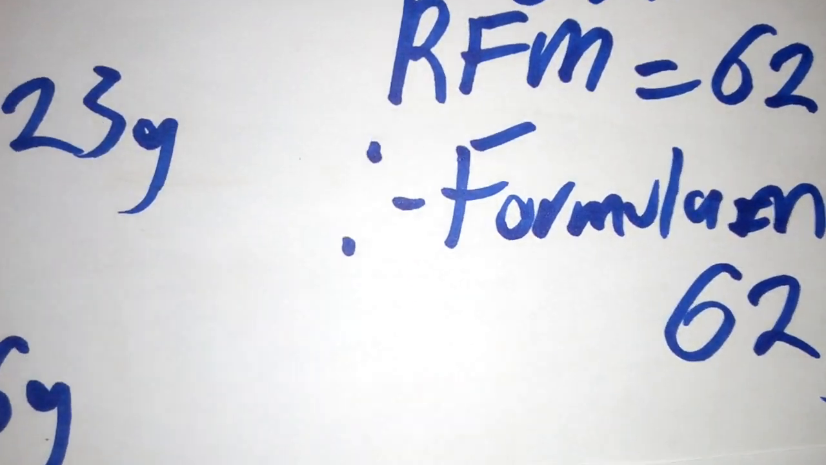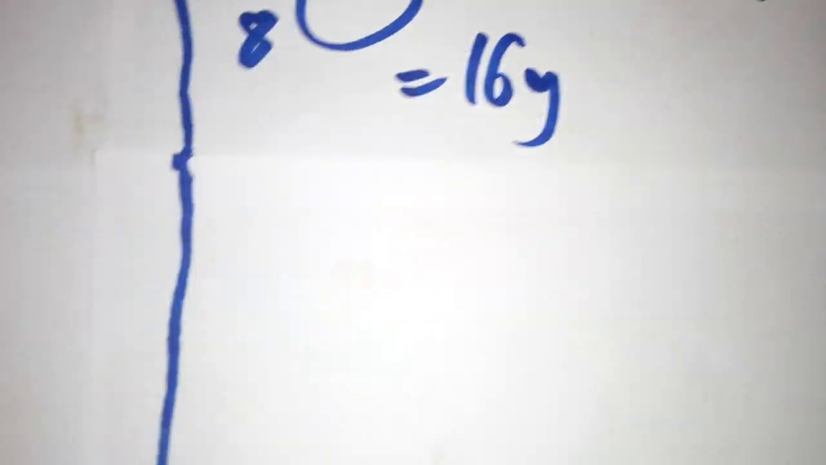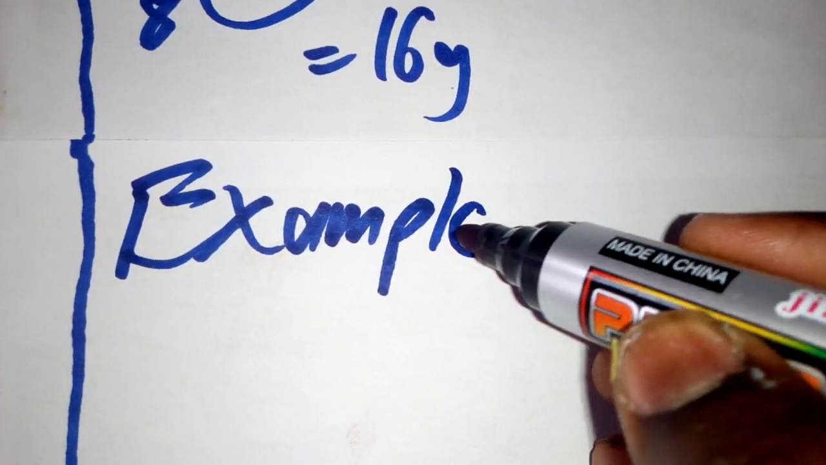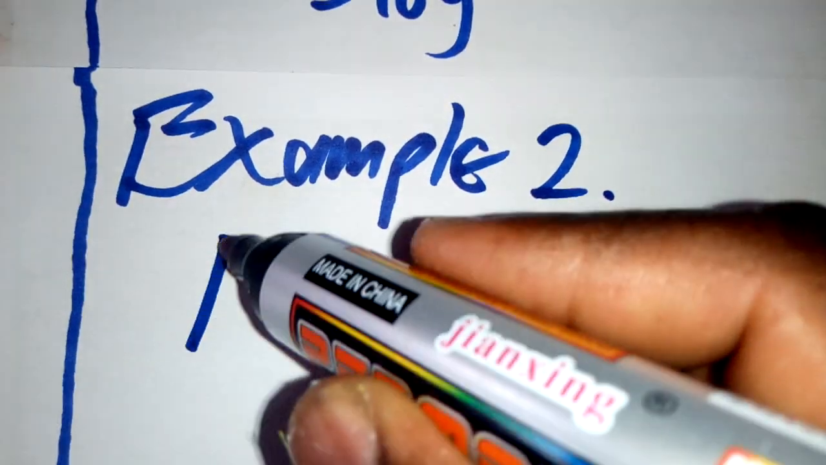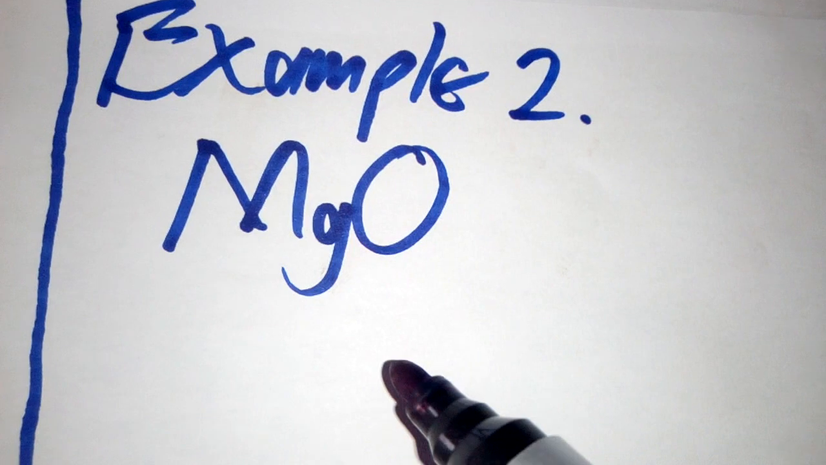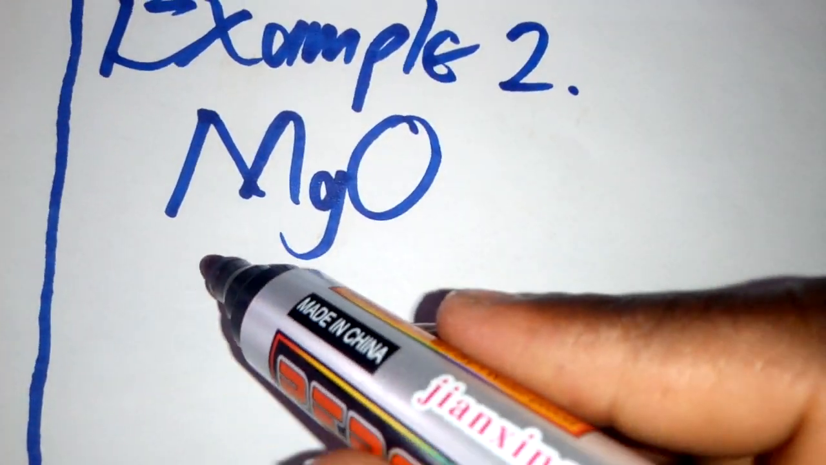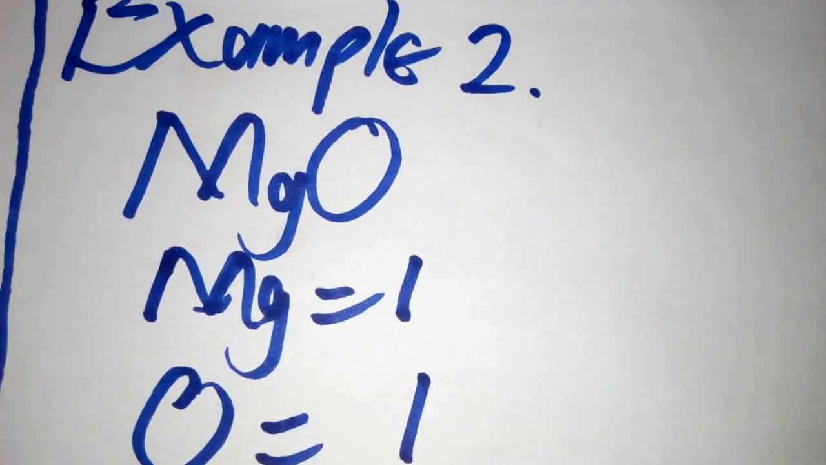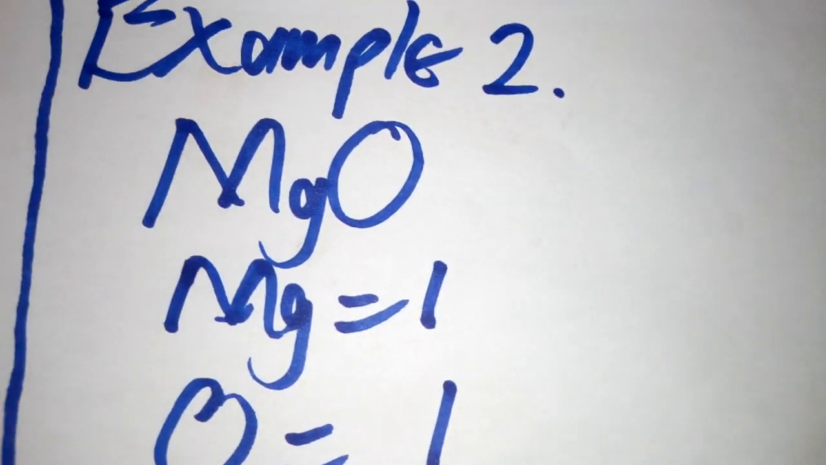Now let us look at another example. What if they tell you the mass of magnesium oxide? Example 2: the mass of magnesium oxide. Magnesium oxide is MgO. I have one element of magnesium and one element of oxygen. Magnesium has one, oxygen has one. That means the number of moles here is 1 mole and 1 mole.